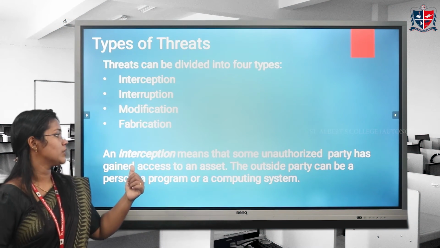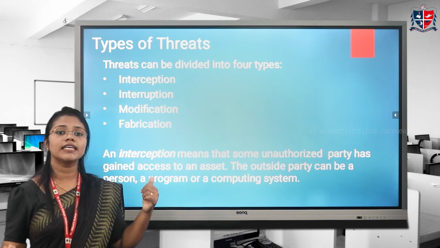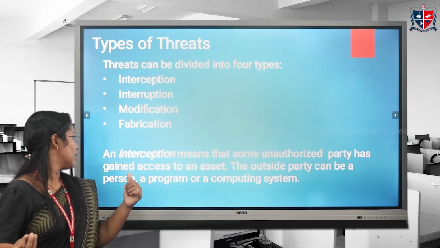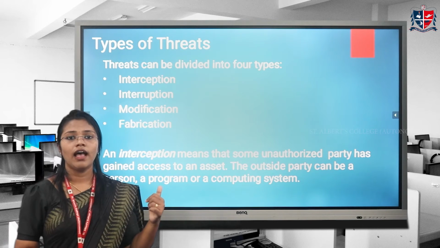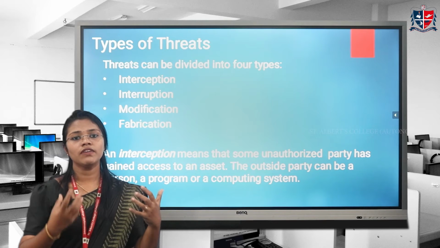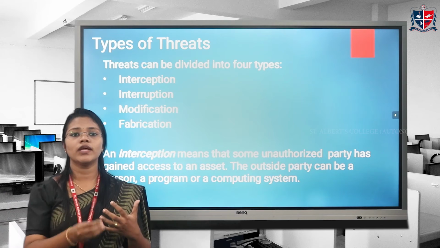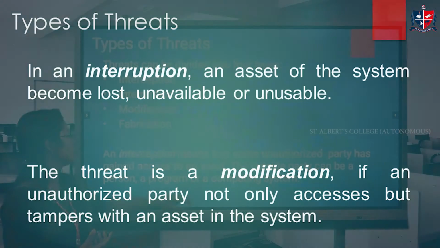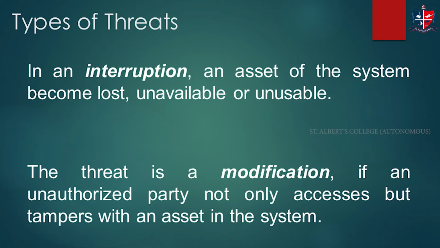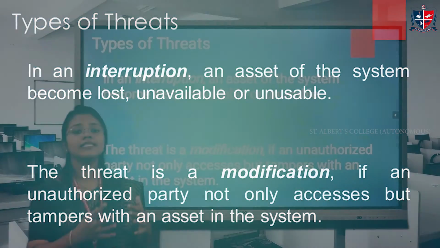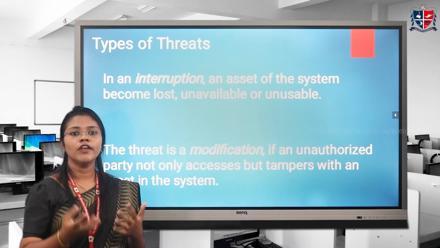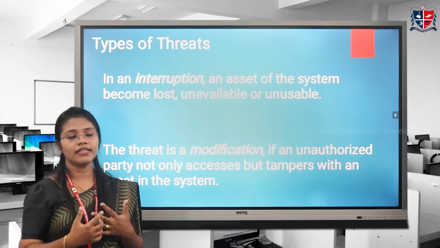What is interception? Interception means an unauthorized party has gained access to an asset. Suppose we have a device, and an unauthorized third person gets access to that system. That is an interception. Then interruption means the asset of the system becomes lost. We lose our system because of a third party's access.